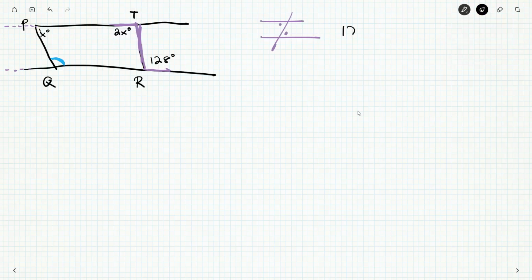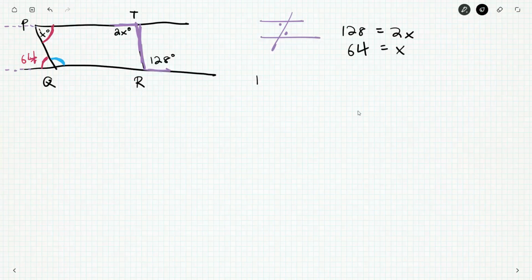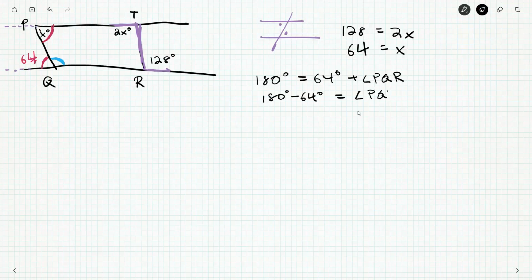Now we're just exploring the diagram. So 128 is 2x. Well, what does that tell me? That tells me x is 64. So now I have this angle up here. But now, look, we've got another Z theorem. So this guy's got to be x, or 64. But now the 64 and the angle that we want make up a full 180 degree straight line. So we can rearrange. 180 degrees minus 64 degrees is equal to PQR.